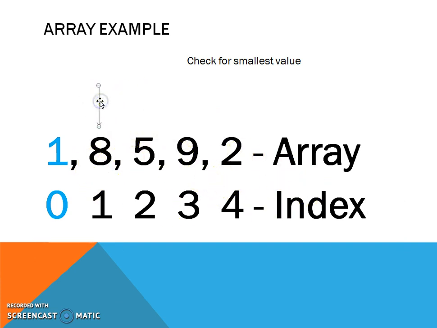We must compare 8 with all the other numbers, so we set 8 to our minimum value, and we compare it to 5, which is our new minimum value. We compare 5 to 9, and 9 is greater than 5, so 5 is kept as our minimum value so far. And then now we compare it to 2. 2 is smaller than 5, so we must consider that 2 is our new smallest number.